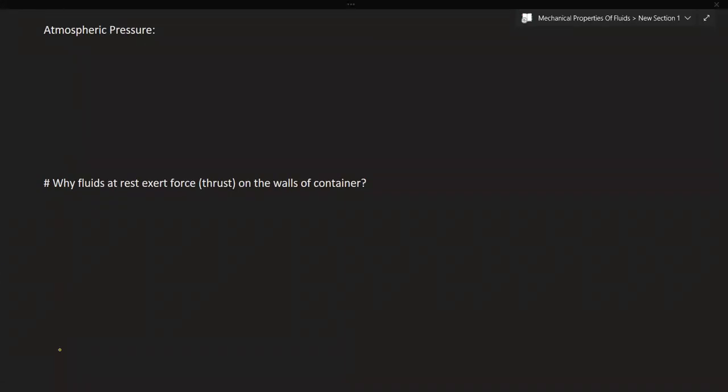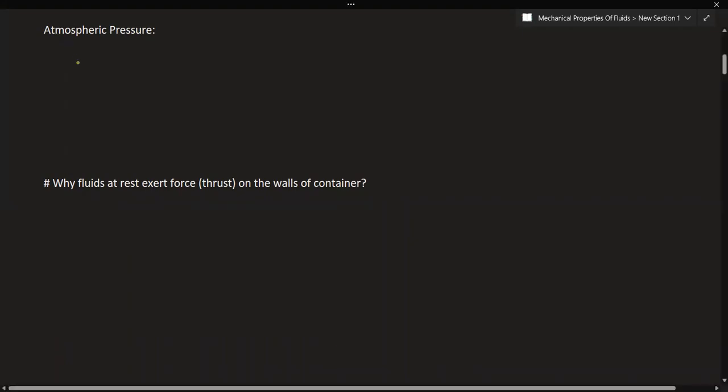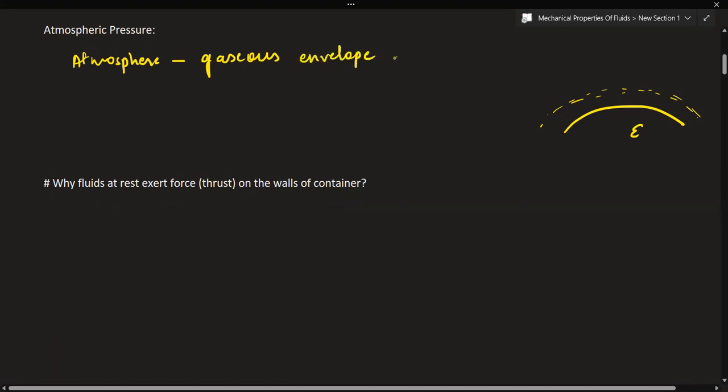Now see, the next topic is atmospheric pressure. For knowing atmospheric pressure, I hope you know what is atmosphere. Like if this is the earth, the gaseous envelope around the earth is known as the atmosphere. The layers of the atmosphere also exert pressure. So that pressure is known as atmospheric pressure.